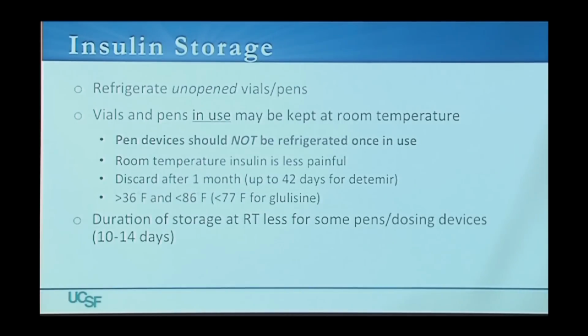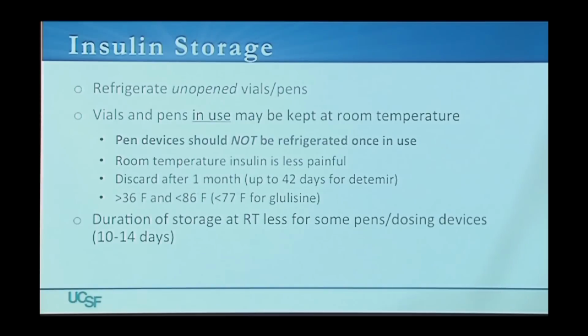And then storage considerations are also important. I won't go too much in depth. But in general, once you start using the insulin, whether it's the pen or the vial, you do not have to put it back in the fridge. You can keep it at room temperature for many of the insulins for about a month, some of them a little bit longer. But they can't get too hot either.